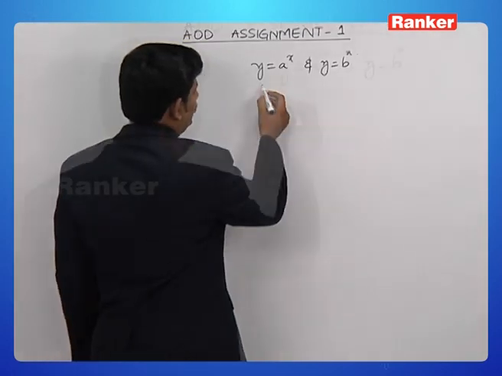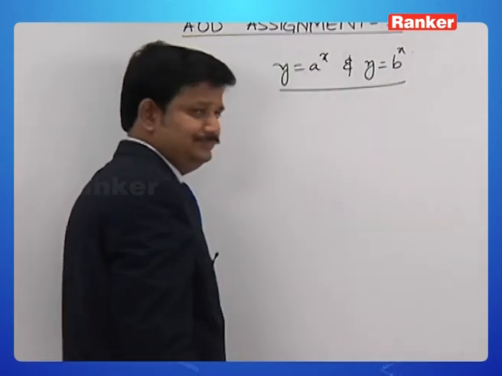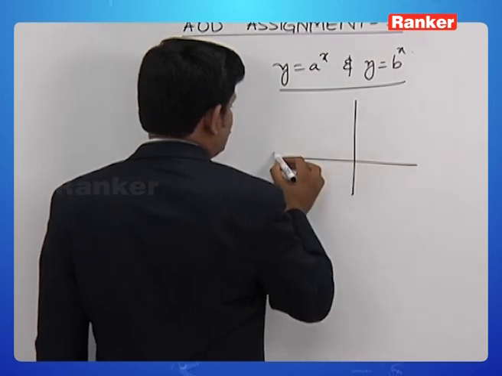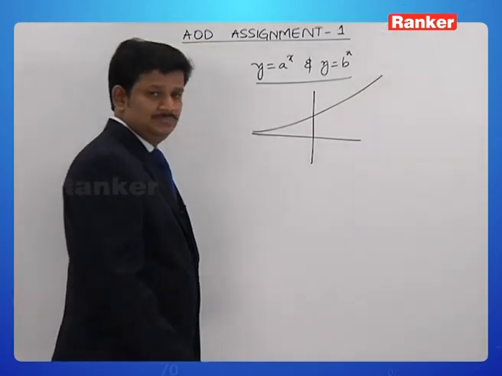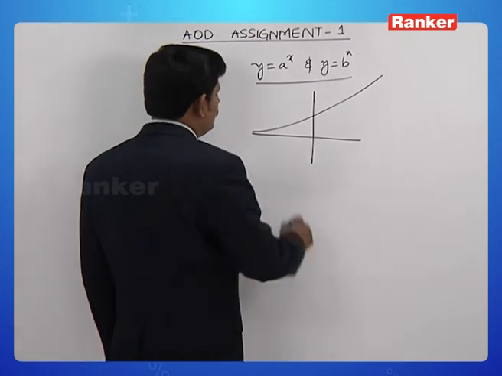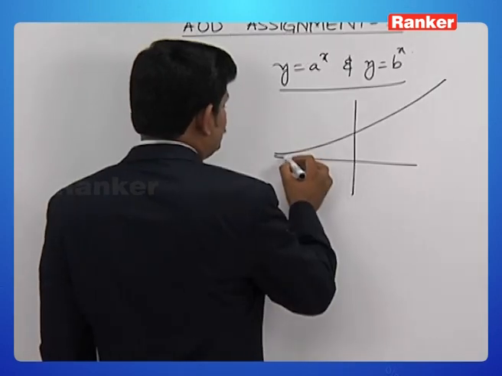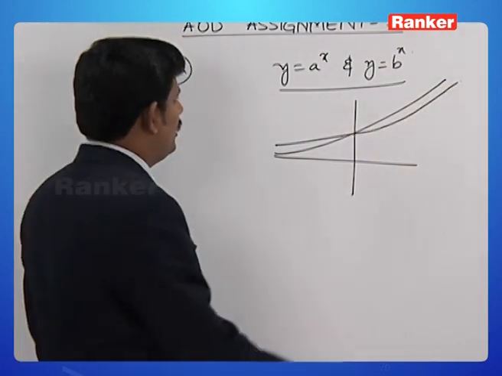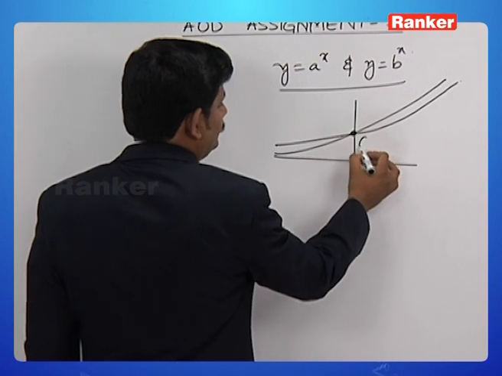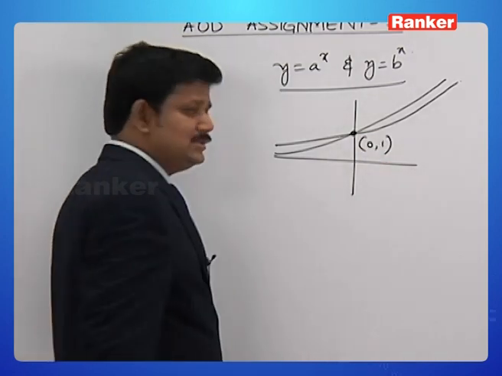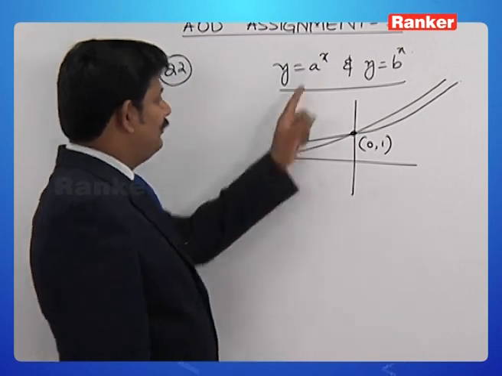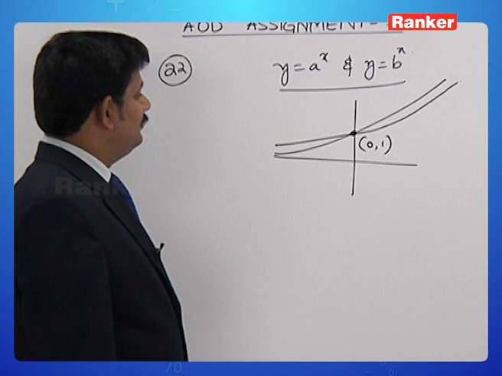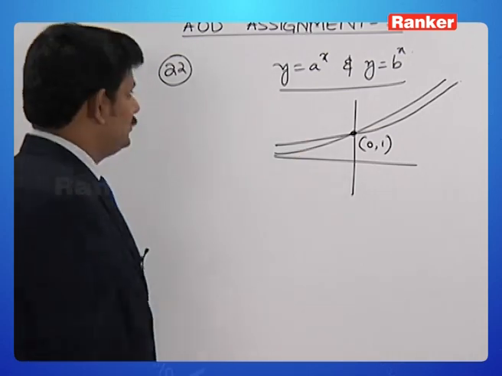First, let us find where these curves intersect. Now, y is equal to a power x, an exponential curve. Assuming that a is greater than 1, this is how the curve will be. And b power x is also an exponential curve. And all these curves, we know they pass through the point (0, 1). When x is 0, y will be 1 in both the cases. So, point of intersection is (0, 1), and at (0, 1) we need to find the angle between these two curves.